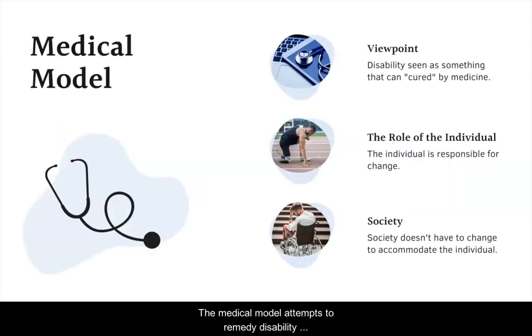The medical model attempts to remedy disability impairment by means of medical cures and medical intervention. In this case, the individual is viewed as the object of impairment due to their disability. The solution is to try to remedy the impairment to make the individual seem more normal in the eyes of society. In this model, society does not have a role in making accommodations for the individual. Rather, it is solely up to the individual to work around society to manage their impairment.